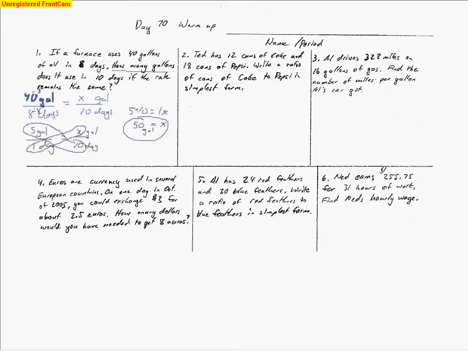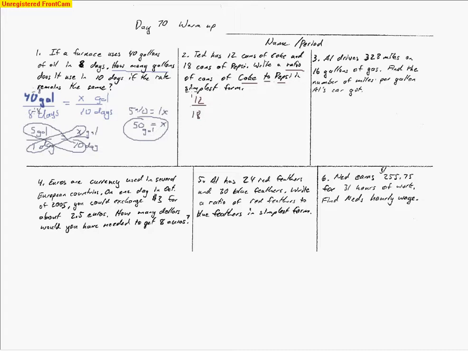Next one talks about how Ted has 12 cans of Coke and 18 cans of Pepsi. So we're going to write a ratio. All that represents is a fraction of Coke to Pepsi. So the 2 represents the fraction bar. Coke goes on top. So 12 cans of Coke over 18 cans of Pepsi.